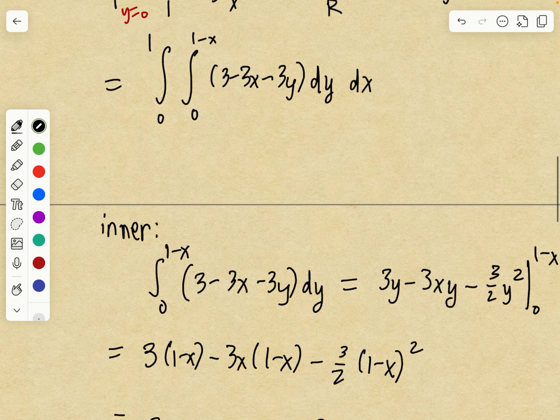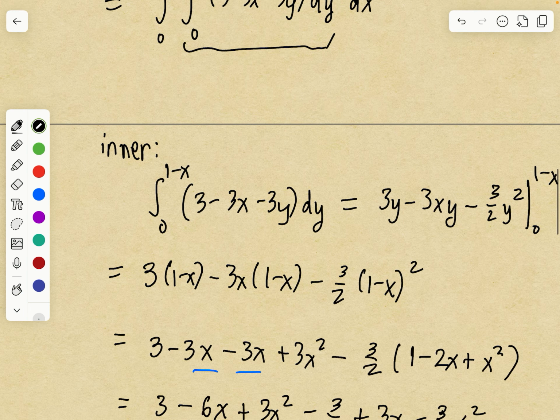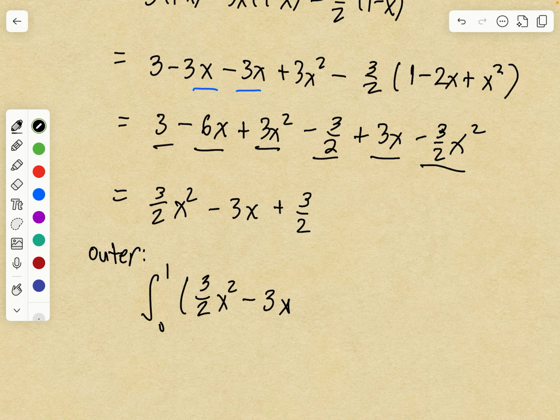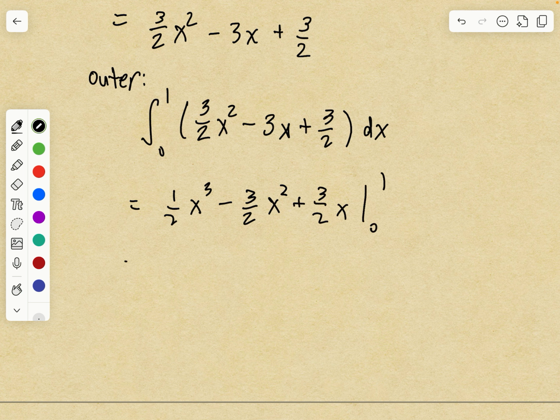And now we just need to do this integral. We found the inside integral. Now we just need to integrate that from 0 to 1. So when you integrate from 0 to 1, you see what you're left with is just an ordinary integral that you've done before. So this is going to be 1/2 x cubed minus 3 halves x squared plus 3 halves x from 0 to 1.